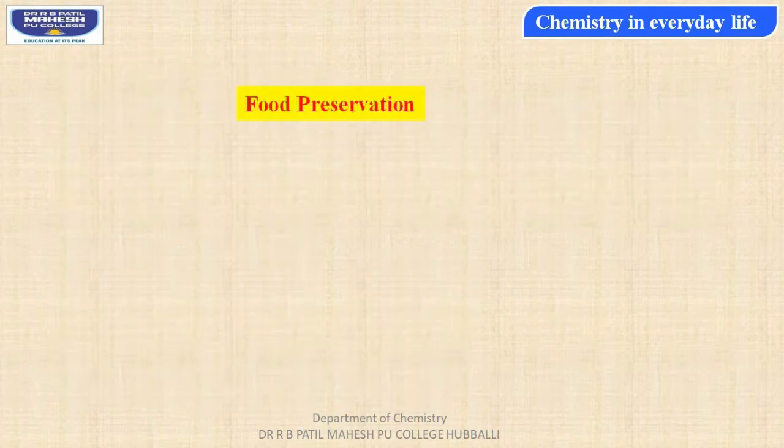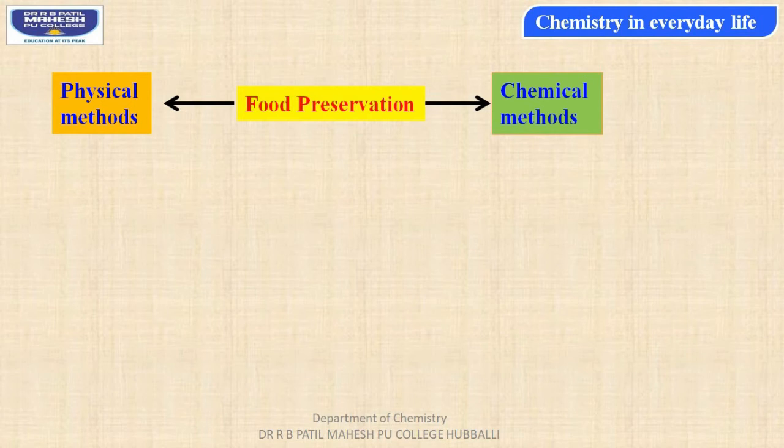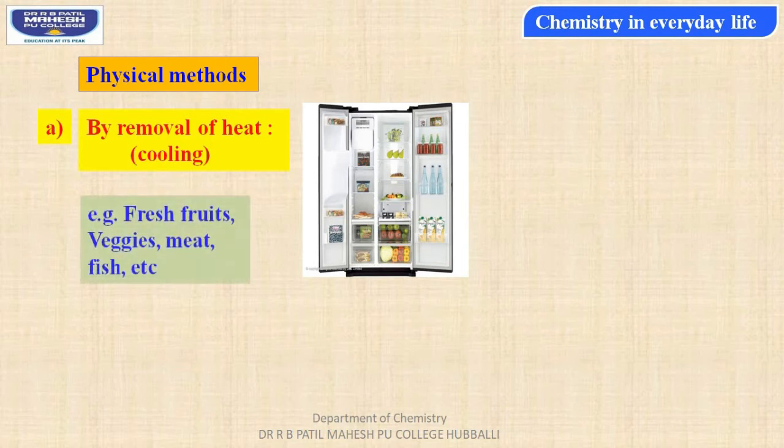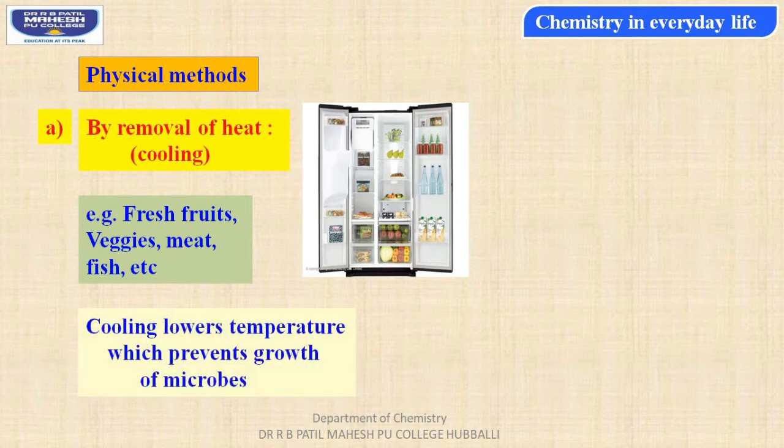Preservation of food can be done by two different methods. The first one is the physical method and the second one is the chemical method. Let us first discuss physical methods. By removing heat, that is cooling of food items. For example, fresh fruits, vegetables, meat and even fish can be preserved for a longer duration by placing them in a refrigerator in which we maintain cold conditions. So students, cooling lowers the temperature which prevents the growth of microbes.